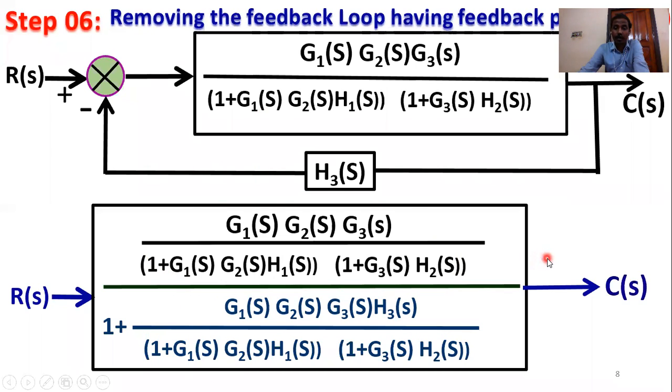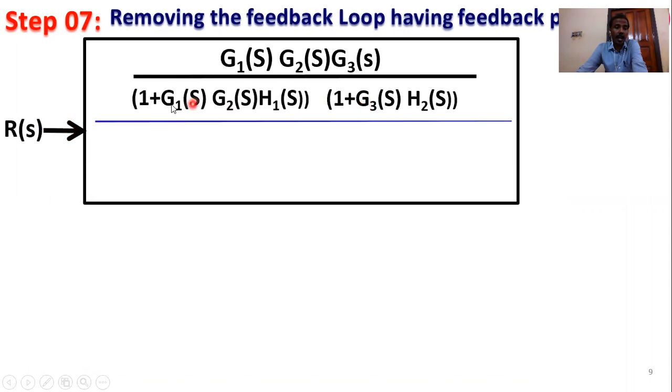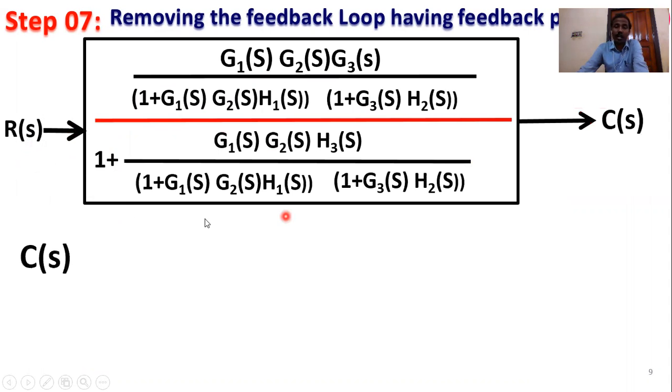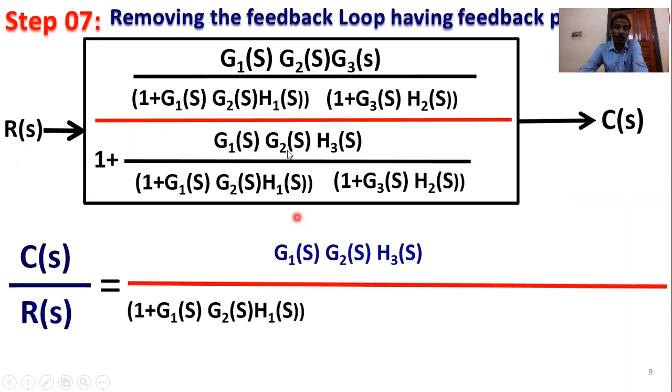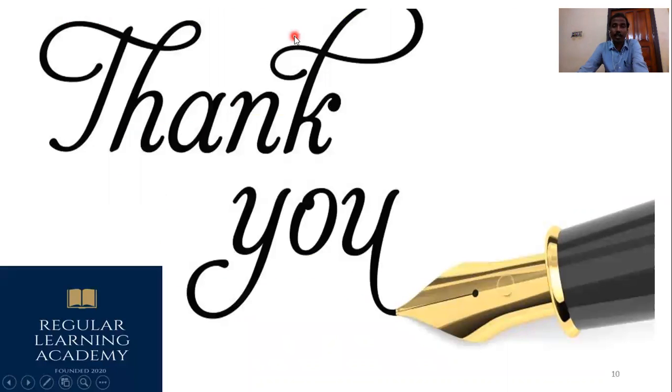Then what is C(s) by R(s)? Overall output, removing the feedback loop having the feedback path, C(s), R(s) reference input, this is G(s), and this is 1 plus this portion. C(s) by R(s) equals G1(s) G2(s) G3(s) by [1 plus G1(s) G2(s) H1(s)] [1 plus G3(s) H2(s)] plus G1(s) G2(s) G3(s) into H3(s). This is the overall transfer function.